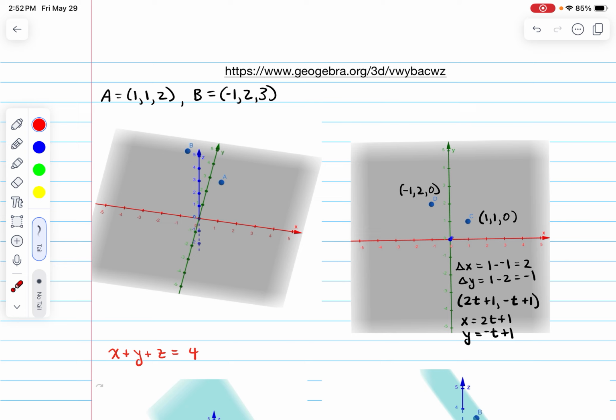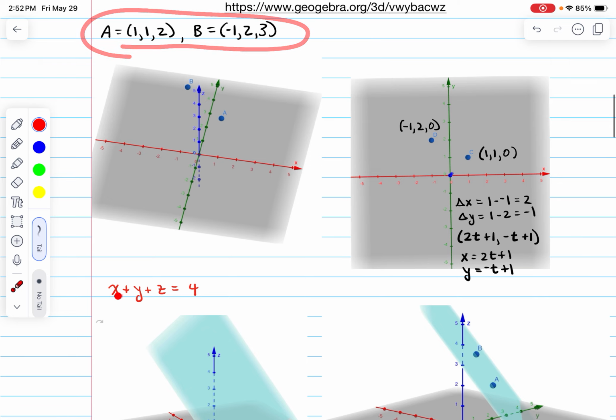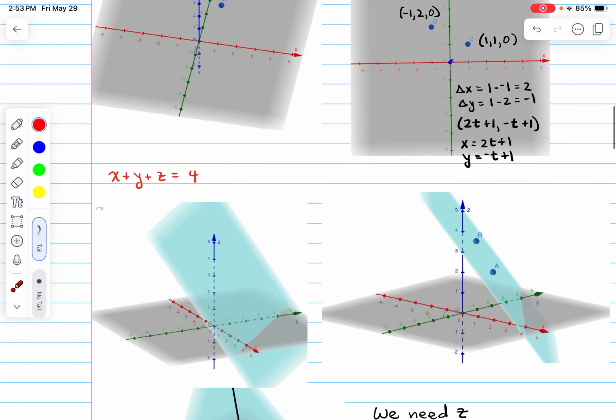Now, let's suppose I'm not satisfied with that. I want the actual line that passes through these points right here. In other words, in space. And these points happen to lie on this plane. See? 1 plus 1 plus 2, that's 4. See? Negative 1 plus 2 plus 3, that's 4. Those are points on this plane out here in space.